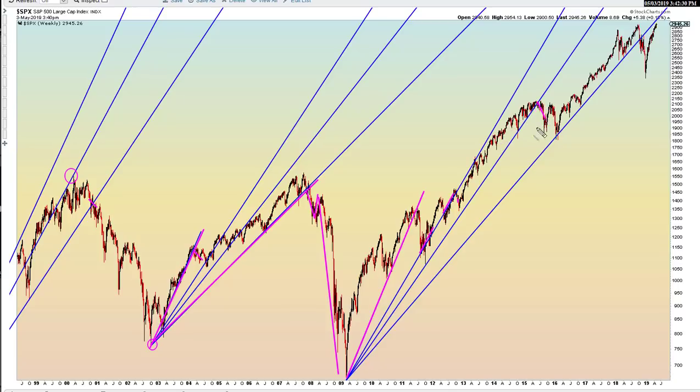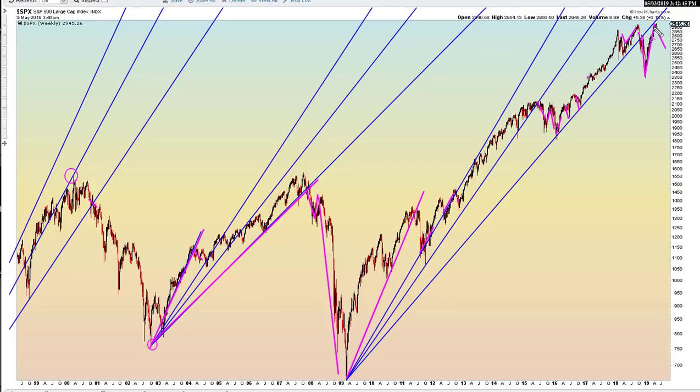And so usually once you break one, you move down to the next fib fan. That's the next support line, as we did here. Danced on it, danced on it, danced on it, and then finally broke it. So that's interesting. We'll see what happens.